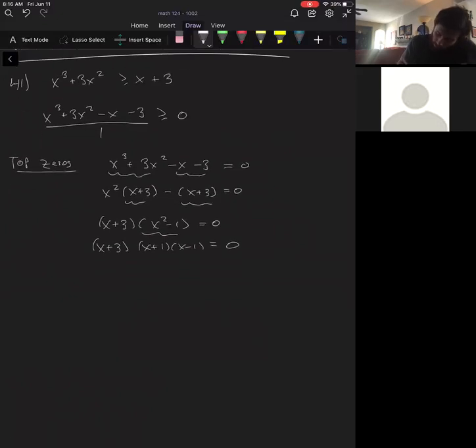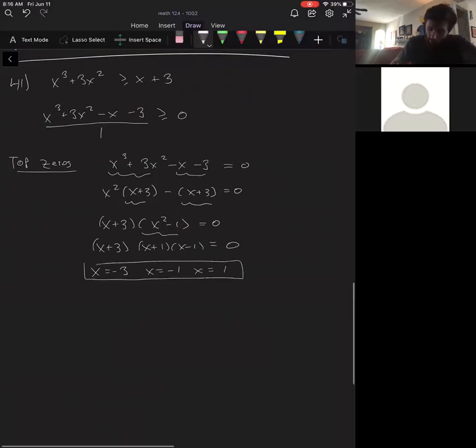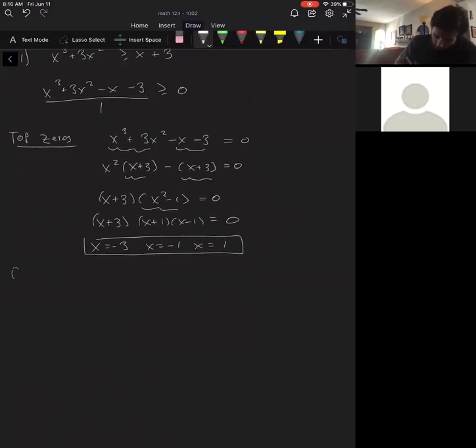All right, so now the zeros we see are going to be x equals -3, x is equal to -1, and x is equal to +1. Since the bottom's 1, the bottom's never equal to 0. So for our bottom zeros, we have none. All right, so we go to our number line.